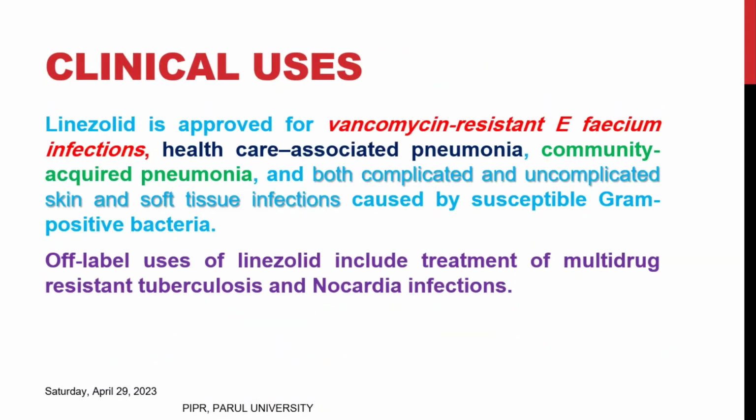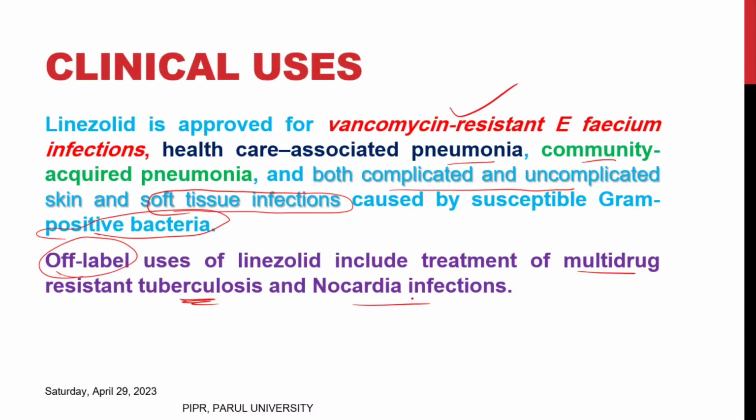In clinical uses, it is very effective for vancomycin-resistant Enterococcus faecium infections. It is effective for pneumonia, both health-care associated pneumonia and community acquired pneumonia. It is also very effective for complicated and uncomplicated soft tissue infections, a very important point. It is important for susceptible gram-positive bacteria, as we have seen. Off-label uses are also there. It is useful for multidrug-resistant TB and also for Nocardia infections.